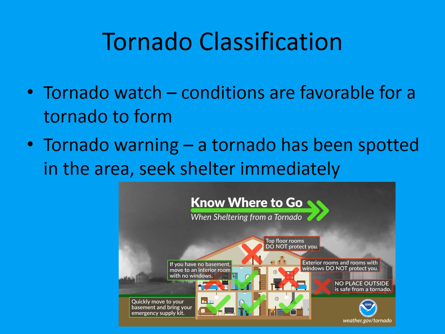A tornado watch is something that they put us under if they think conditions are favorable for a tornado. So we're having a thunderstorm. It looks like it's got power to be a tornado. But a tornado warning means that a tornado has actually been spotted in the area.